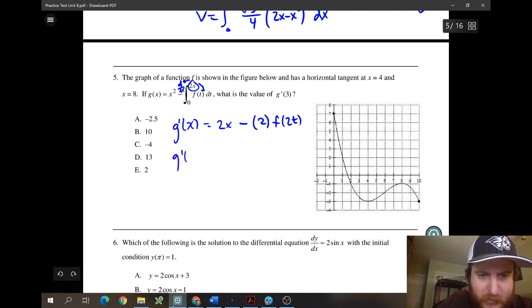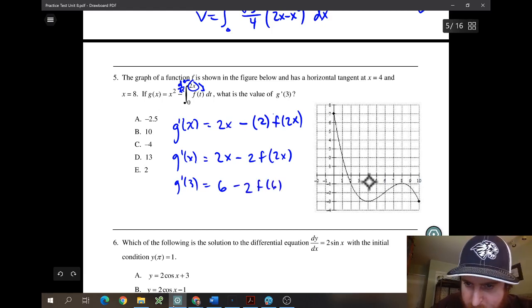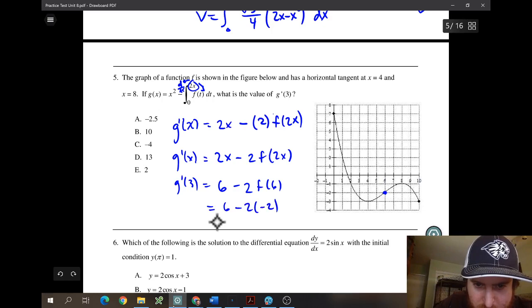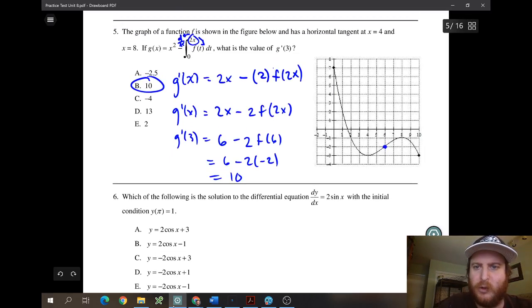So g prime of x equals 2x minus 2 f of, it wasn't 2t, it was 2x. We plugged in 2x, f of 2x. So now for g prime of 3, 2 times 3 is 6, minus 2 f of 2 times 3, which is 6. So we want f of 6. The value of f of 6 is negative 2. So that's 6 minus 2 times negative 2. That's 6 plus 4, which is 10. So choice B. Even though they told us this whole horizontal tangent line stuff, in this case, that was just extra information.